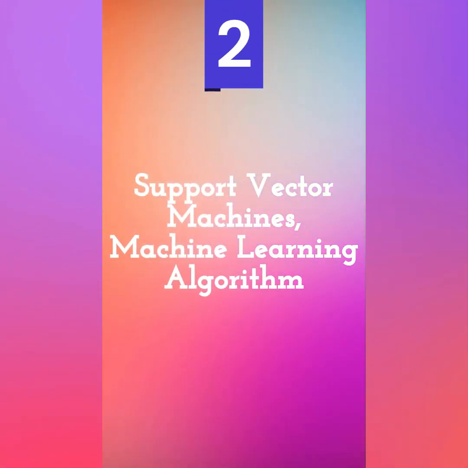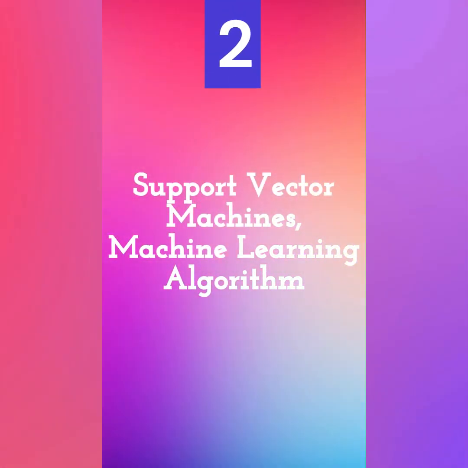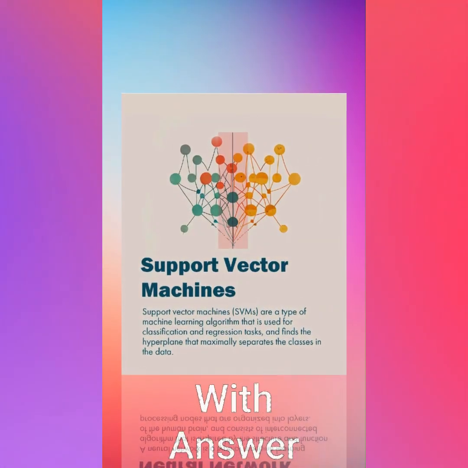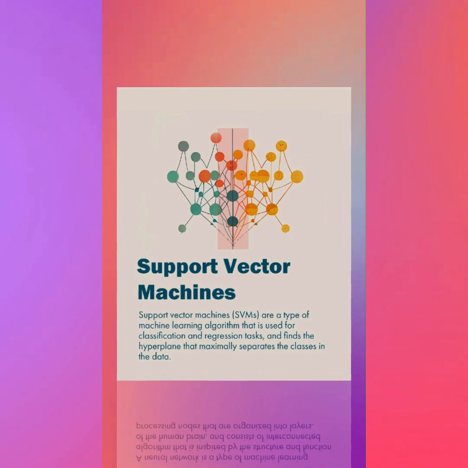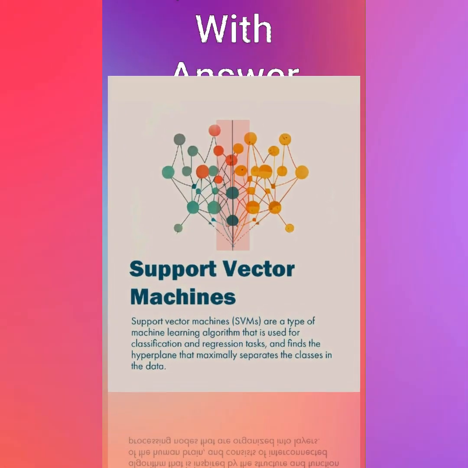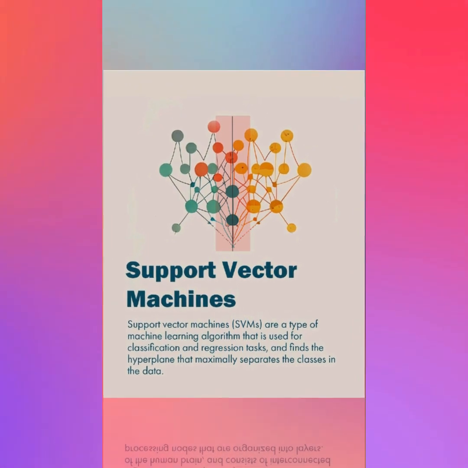What are support vector machines, a machine learning algorithm? Support vector machines, SVMs, are a type of machine learning algorithm that is used for classification and regression tasks, and finds the hyperplane that maximally separates the classes in the data.